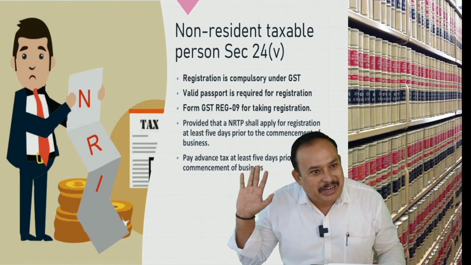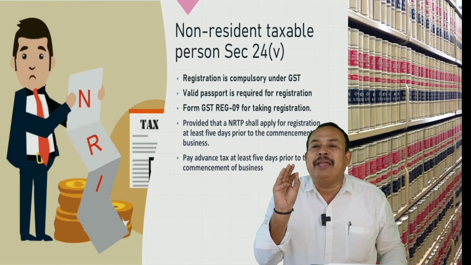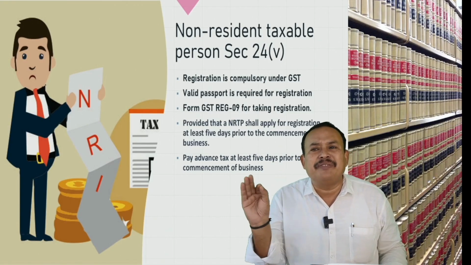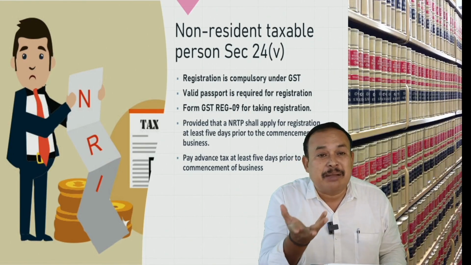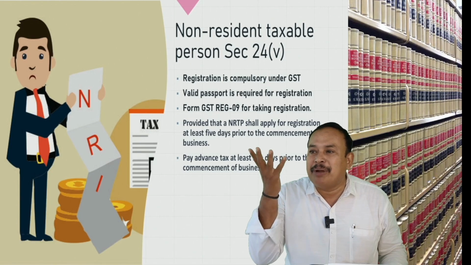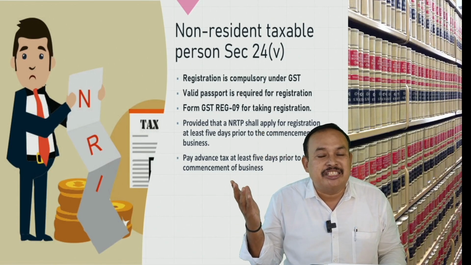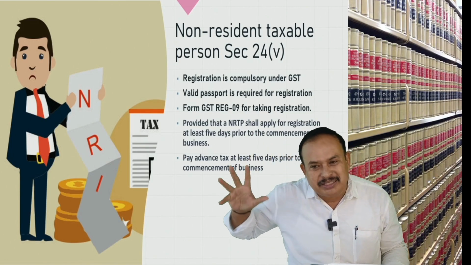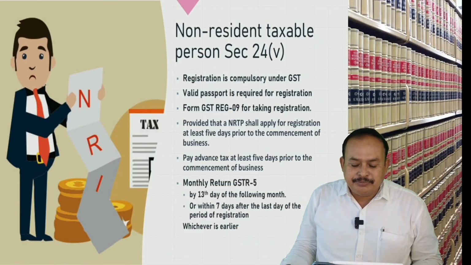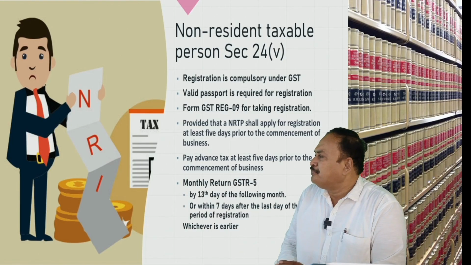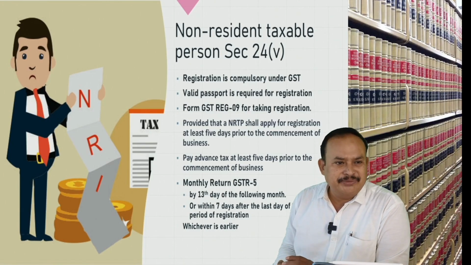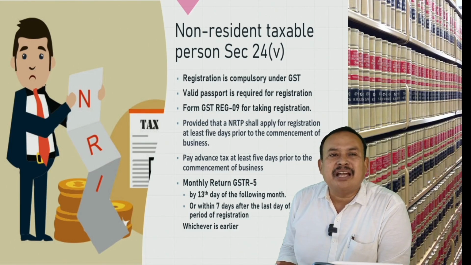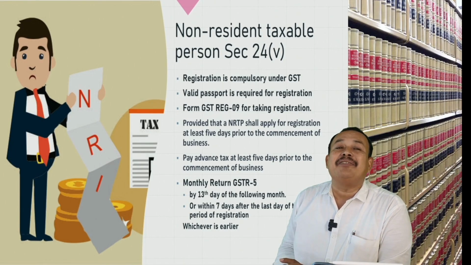Don't worry, I will take up the ITC in the ITC chapter. Is that clear? For the time you understand, is NRTP liable to pay advance tax? Yes or no? Yes. Within how many days? At least 5 days before the commencement of the business. Which form should he apply on for registration? Form GST REG-09. These are the points. For him, registration is compulsory. Excellent. That is what I require. They should file a monthly return, Form GSTR-5. Monthly return GSTR-5. The due date of filing the monthly return is the 13th of the following month from the end of the relevant month.